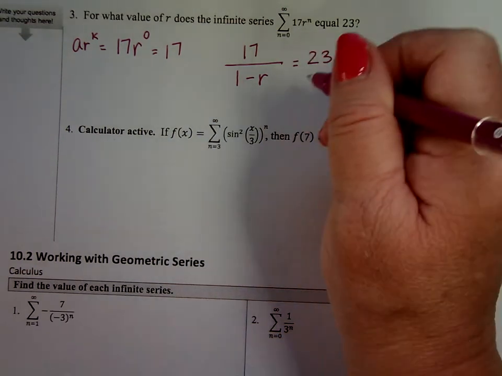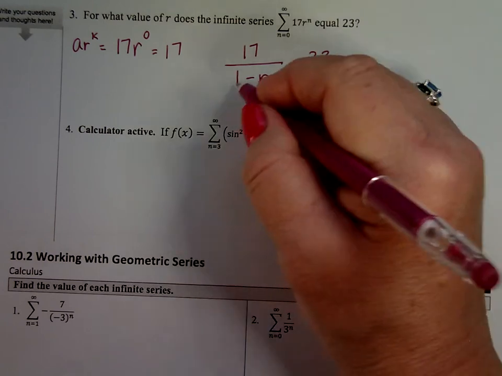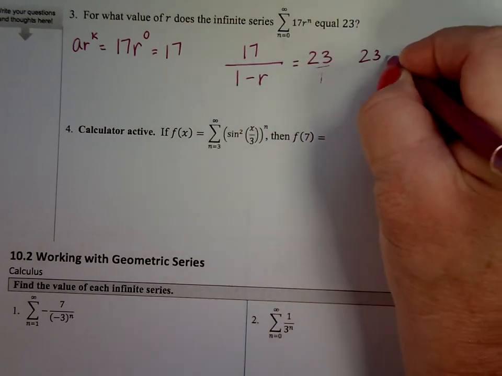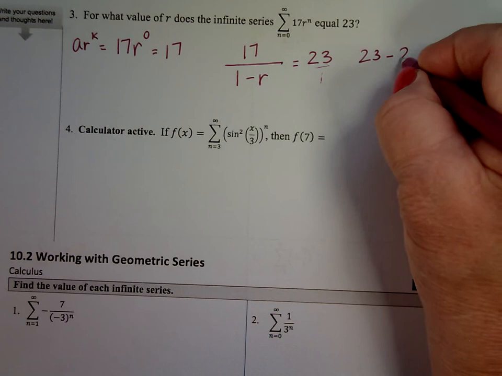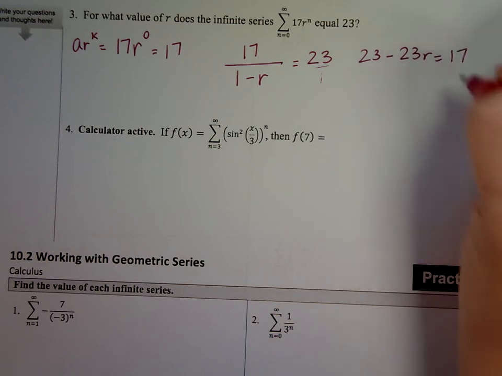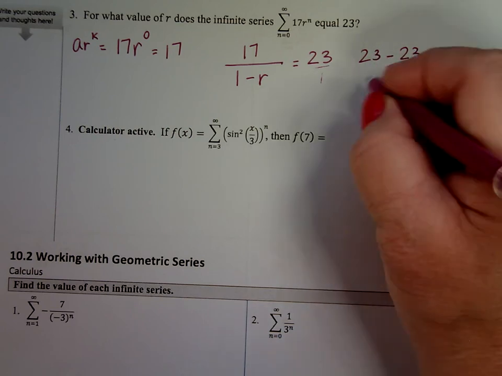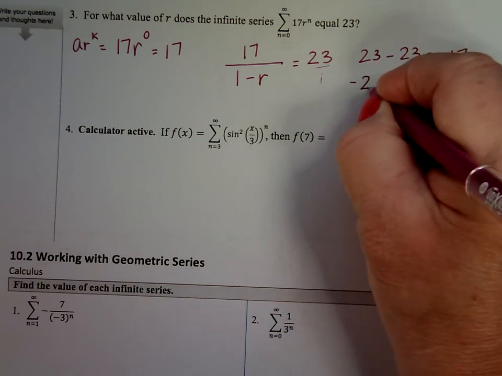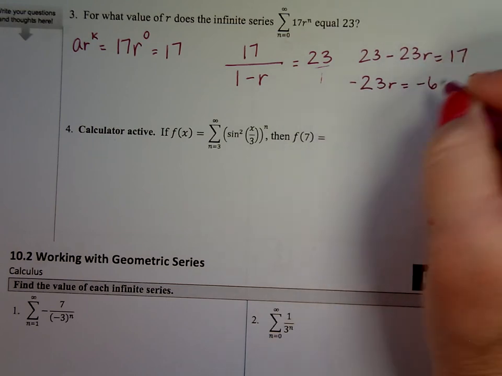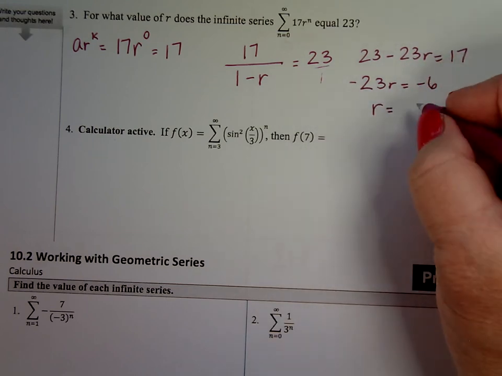If I cross multiply, 23 times 1 is 23. R times 23 is 23r is 17. And look how simple this is going to be. If I take this and subtract the 23, I get negative 6. So negative 23r equals negative 6. And r is therefore 6 over 23.